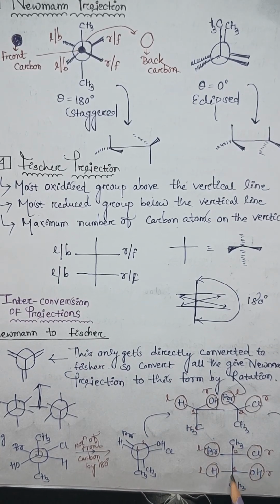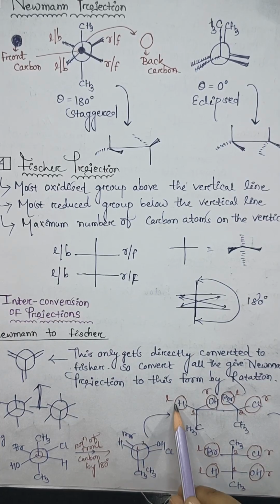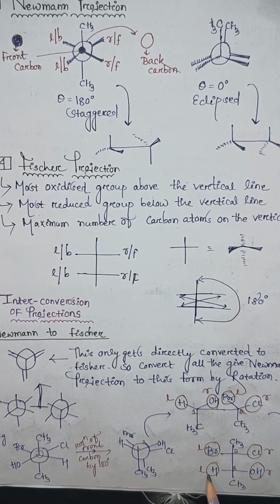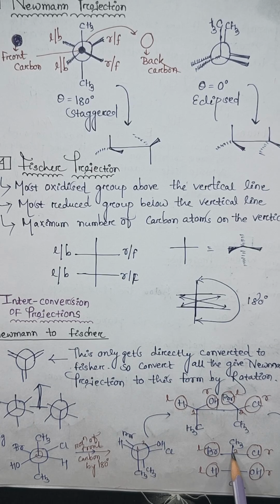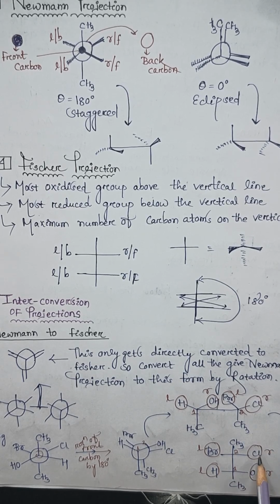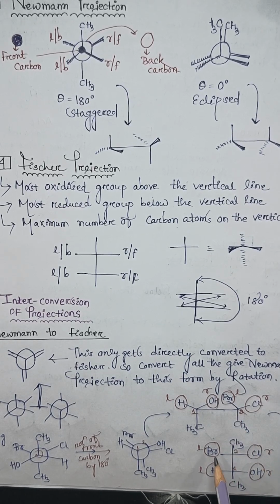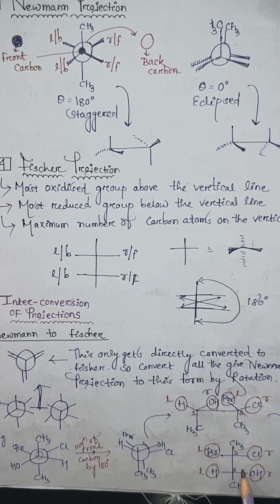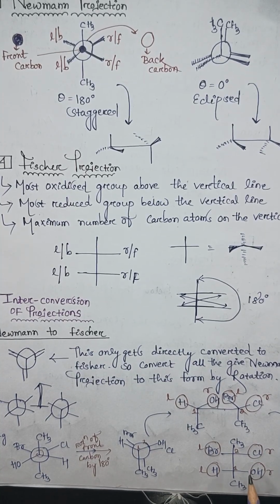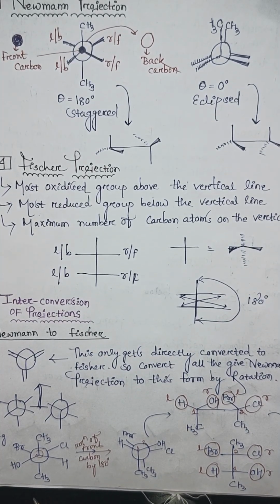So first, this carbon is carbon number 1. On the right side there is OH, so here is OH. On the left side there is H, so here is H also. Then on the second carbon, on the right side there is Cl, here is Cl. On the left side there is bromine, this is also bromine. So this is the complete representation of the Fischer formula from the Newman projection.